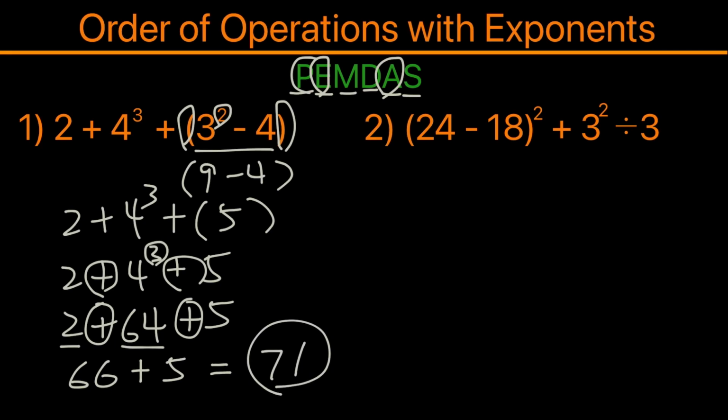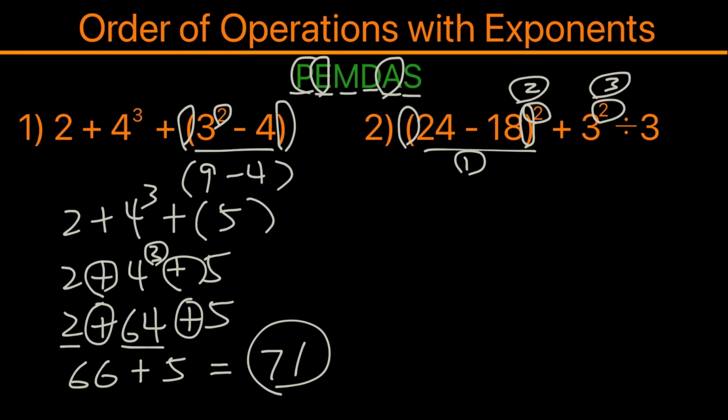Now for the second example, we have an expression, and we see there are parentheses, so we need to handle everything that's in here first. That's our first priority. And then we see the exponent here and here. And so we're gonna handle this second and then this third.